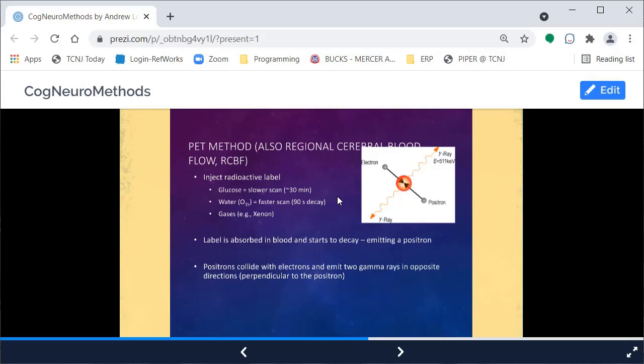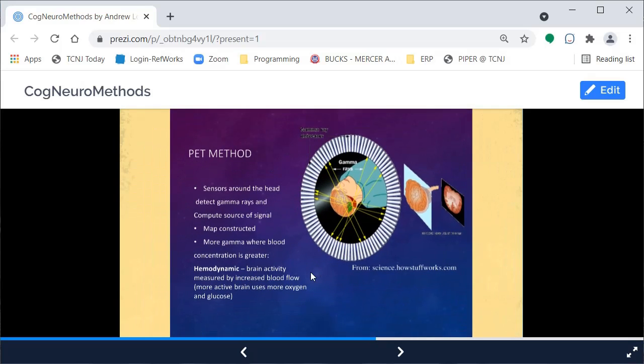We can't see gamma rays, but they'll just pass right through your body tissues and can be measured by the PET scanner. In fact, that's what it does. So the gamma rays are perpendicular to the positron, and the PET scanner itself has all of these gamma ray detectors and is measuring the gamma radiation that's coming from inside the brain, triggered by the radioactive label.